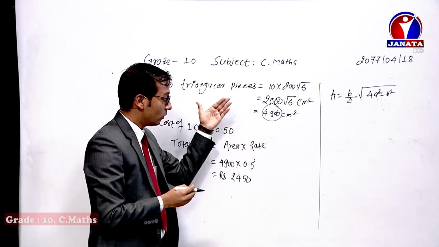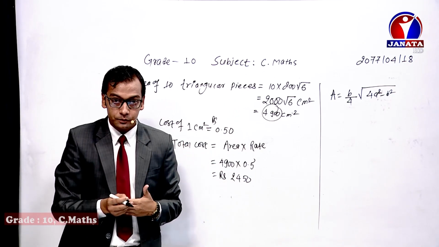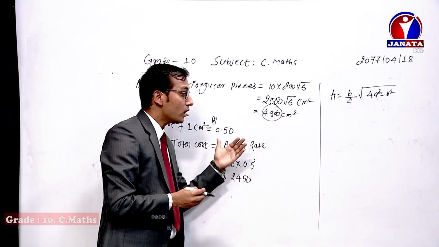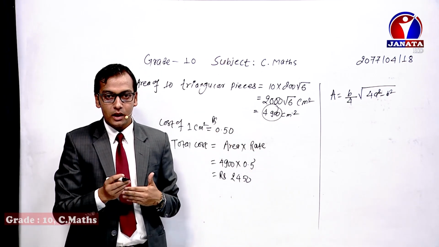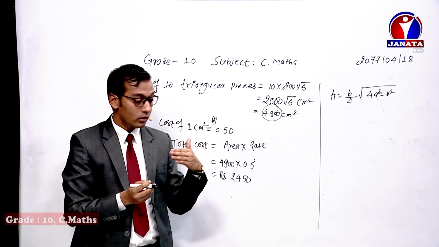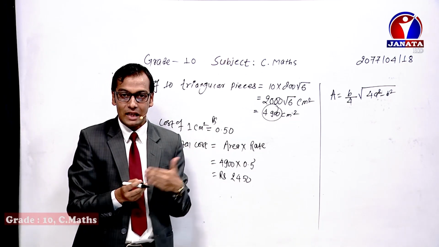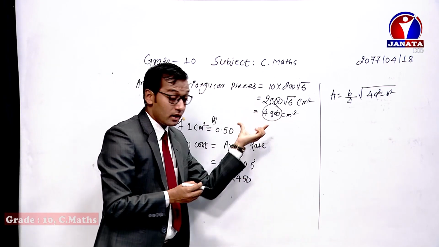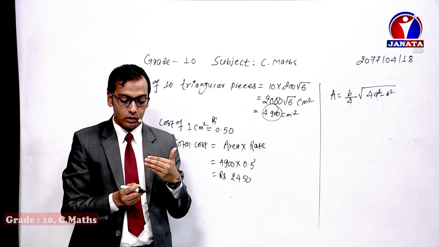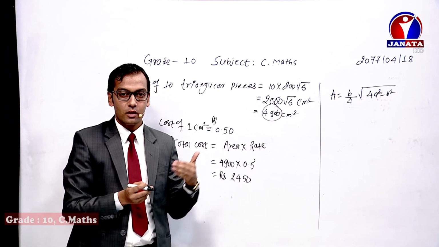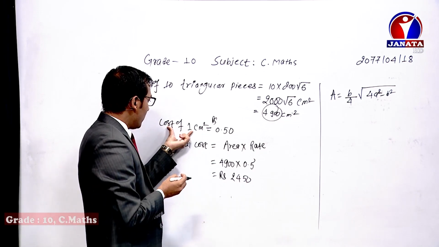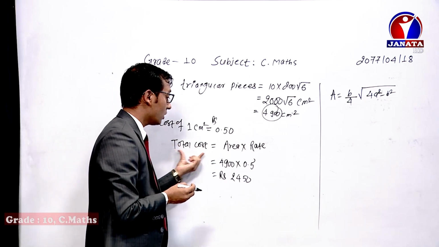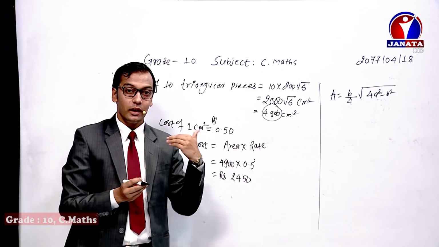Let's check the calculation once again. This question is a bit lengthy. So this is the main concept here. First of all, we calculated the area of one triangle, and to find the area of 10 triangles, we multiplied by 10. That gives us the area of 10 triangular pieces, and that is the cloth required for making such an umbrella. Then the rate is given, it's 0.5 per centimeter square. So to find the total cost, we can multiply the rate with the area.